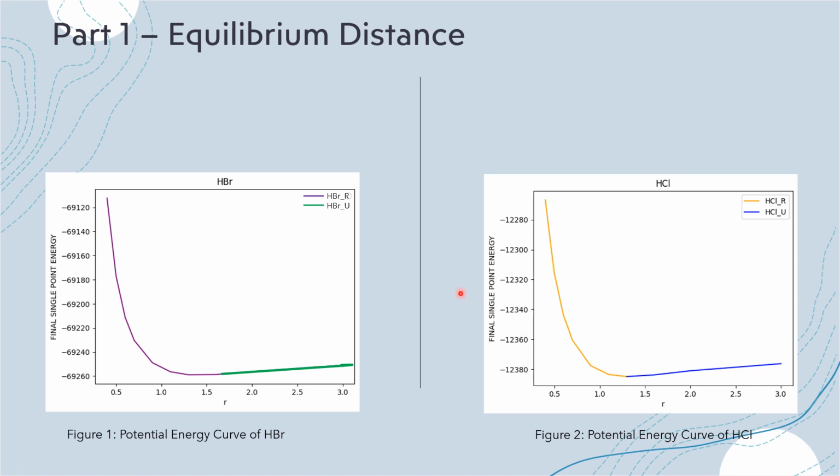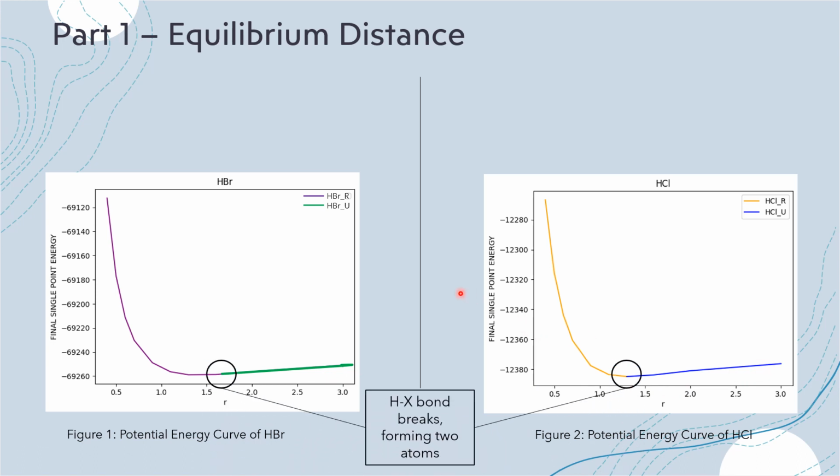The point where these differ is the point of dissociation of the molecule, and in both figures, this is seen at roughly 1.6 angstrom. This point can then be used to find the dissociation energy by subtracting this value from the energy at full separation, which is at this point here.